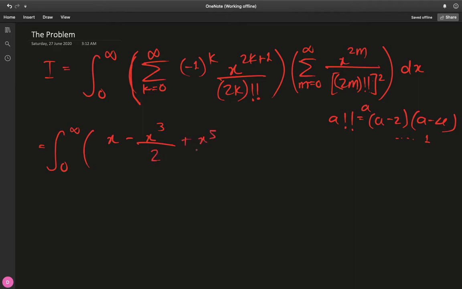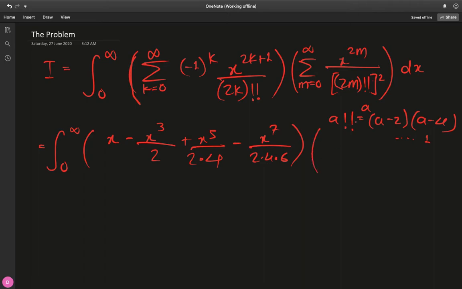Next term is x to the 5th divided by 4 double factorial. According to this formula, that will be 4 times 4 minus 2, which is 2. So 4 times 2, or 2 times 4. Because after 2 that's the last term, after that we have a 0. Then minus x to the 7 divided by 6 double factorial, which is 2 times 4 times 6.